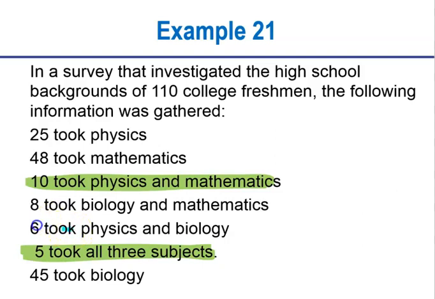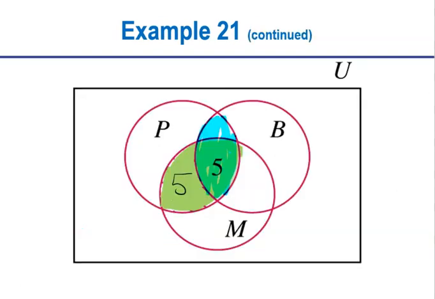There it is. So 6 students took physics and biology. So let's go back and put 6. Do I put 6 in there? Well, no, right? I've already got 5 included in the aqua highlighted. So I need 1 student took only physics and biology. 5 of them took all 3. All right, so I'm working my way out. So always start in the center.